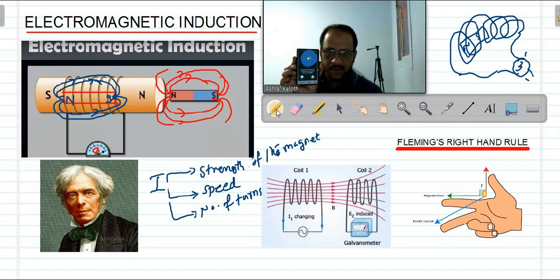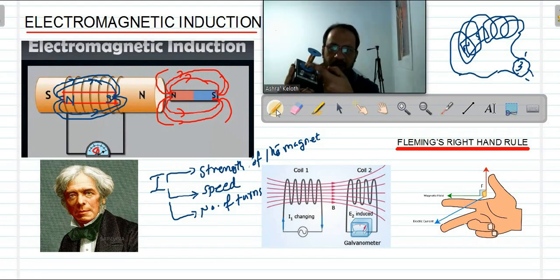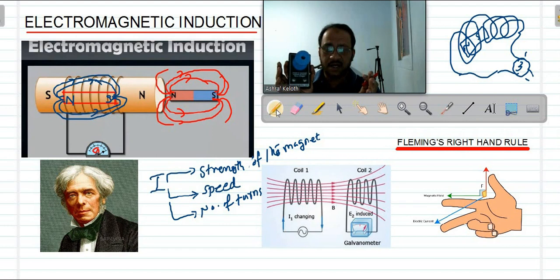This is a generator. It is producing electricity and the LED is glowing. And what is there in the generator? A magnet and a coil. In a practical, commercial generator, we will have a larger number of turns, a very strong electromagnet, and the speed of rotation will be very fast. In India, electricity is produced at 50 hertz frequency.